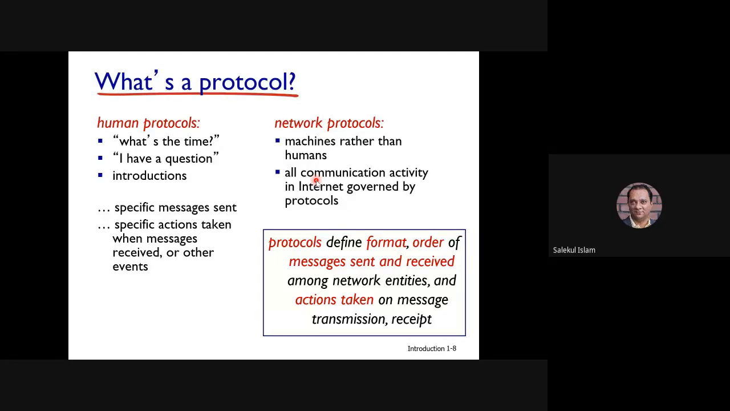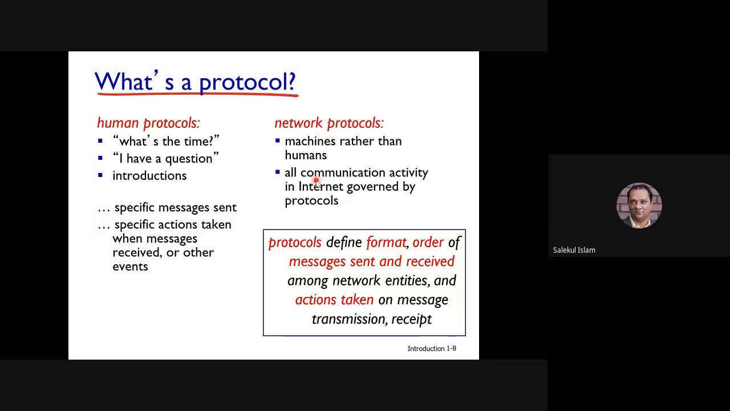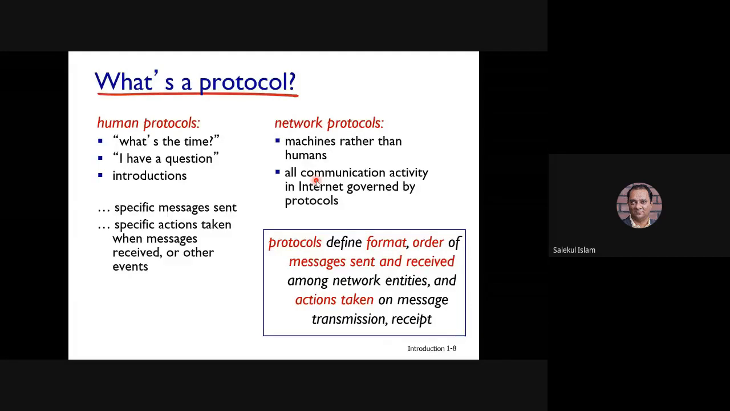অ্যাম্বিগুয়াস মানে হচ্ছে ব্লার, অস্পষ্ট। Ambiguous means if a question has two different answers, 2-3 answers, or if the question is not clear, so you cannot find the answer properly, then this is ambiguous. So in case of network protocols, there should not be any kind of ambiguity. So here machines are communicating rather than humans, so all communication activity in internet is governed by protocols.